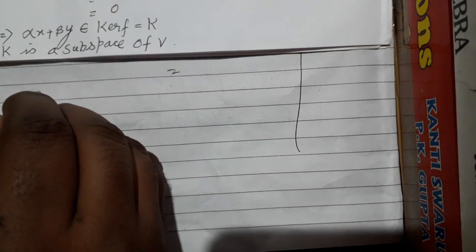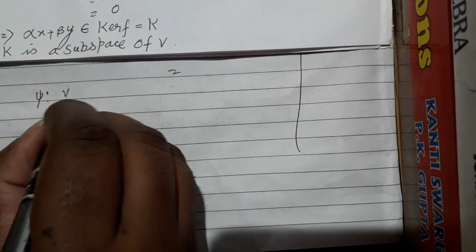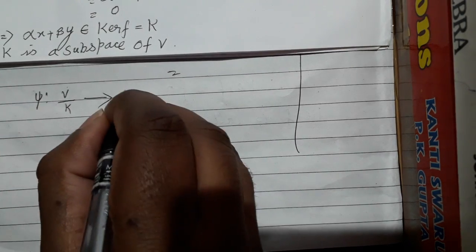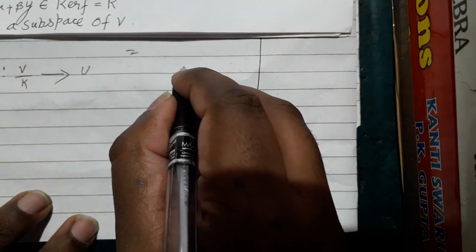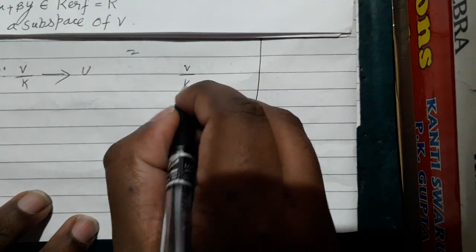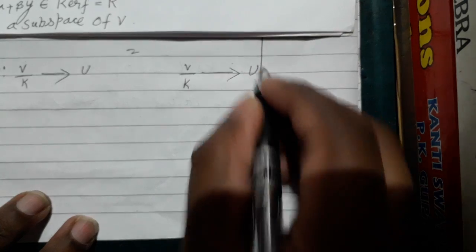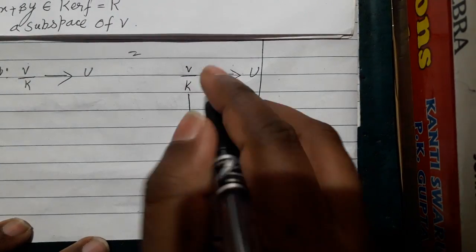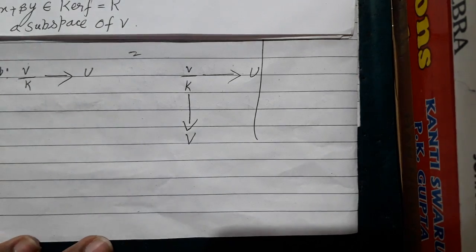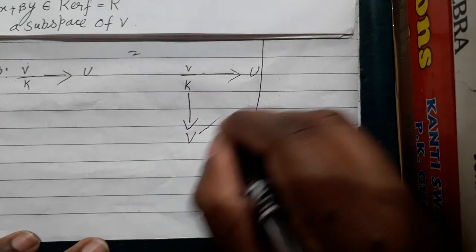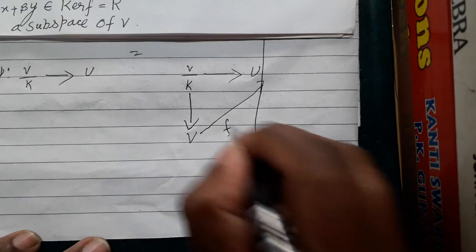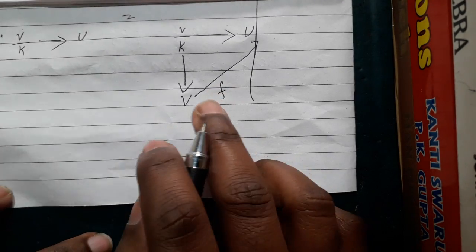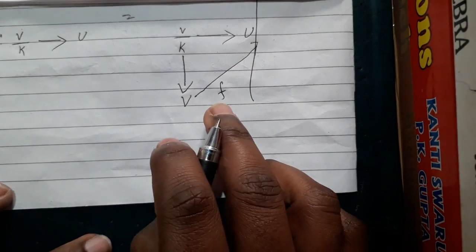After that, we have to define a mapping psi from V/K to U. Suppose we take V/K to U. Then we can always have an onto mapping from V/K to V, and from V we already have a mapping f, which is onto, from V to U.